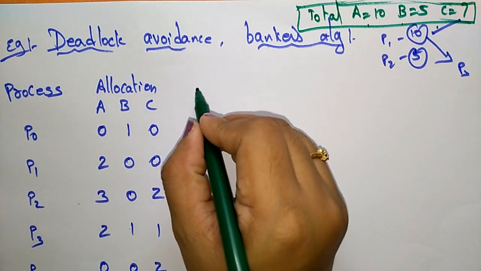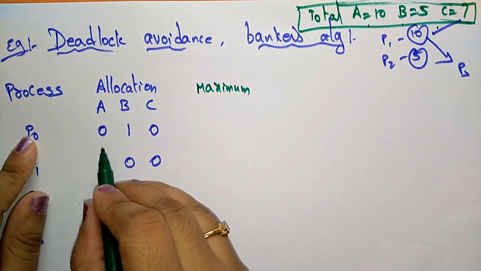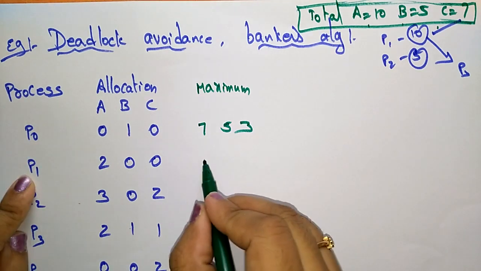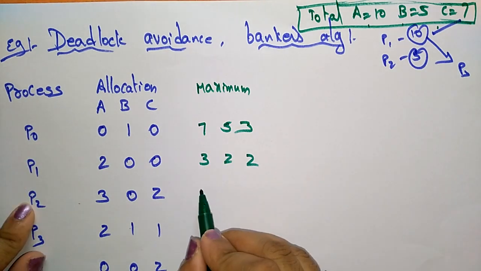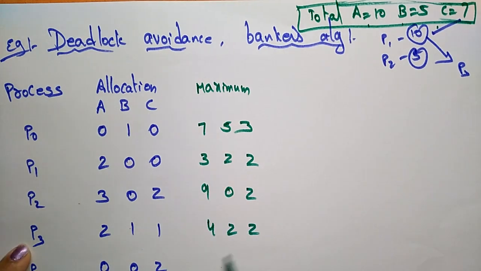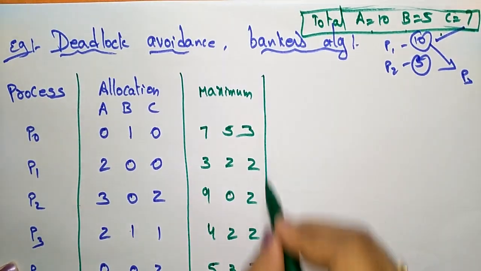Now the maximum it can allocate: P0 can allocate 7, 5, 3, and P1 3, 2, 2, and P2 9, 0, 2, P3 4, 2, 2, and P4 5, 3, 3. So let us take this as the process, allocation, and the maximum.